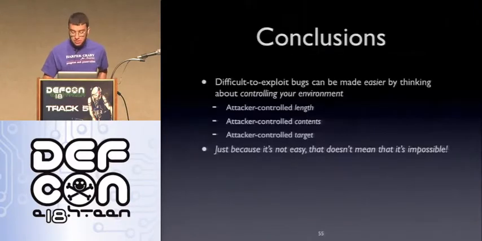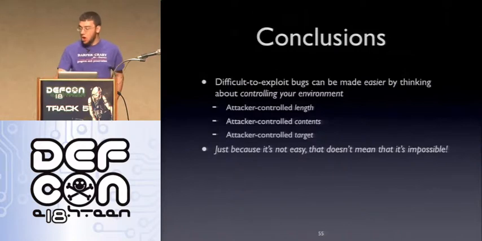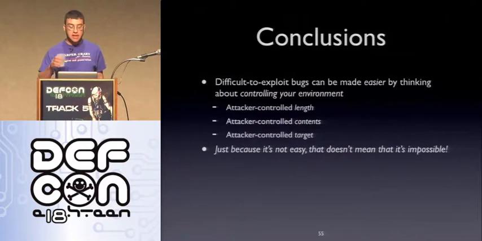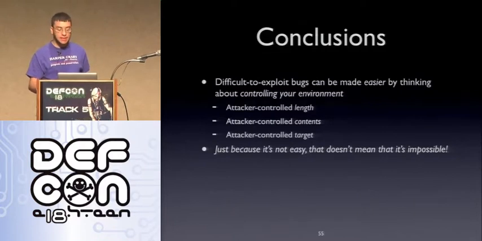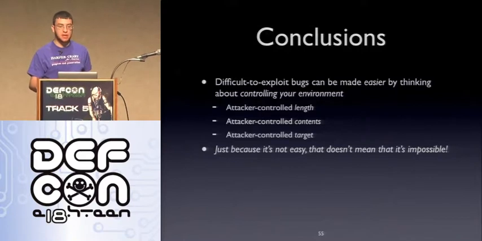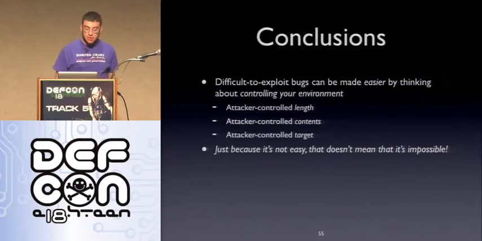What's the conclusion? The conclusion is things that are hard to exploit can be made easier by thinking about controlling your environment. If we think carefully about control, that's what all of this is about, controlling execution. If we think about it in terms of attacker-controlled length, attacker-controlled contents, attacker-controlled target, these three things. Just because it's not easy, that doesn't mean that it's impossible, okay?